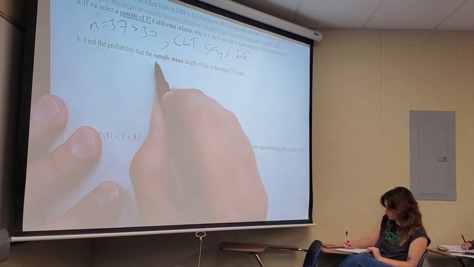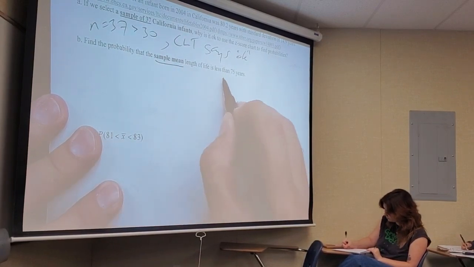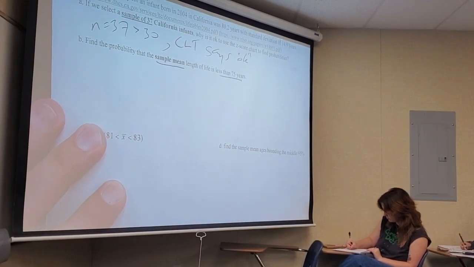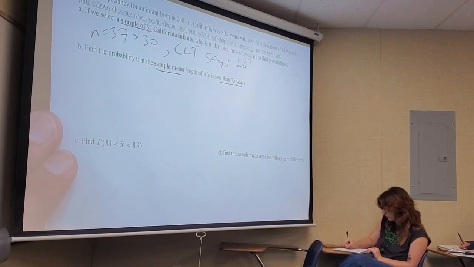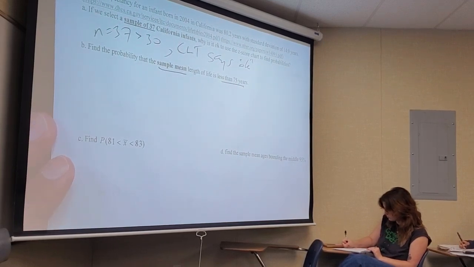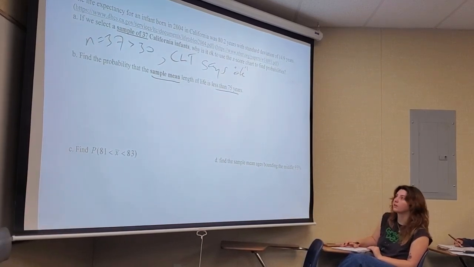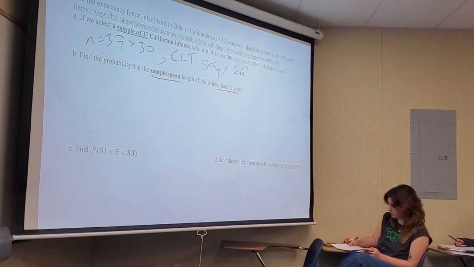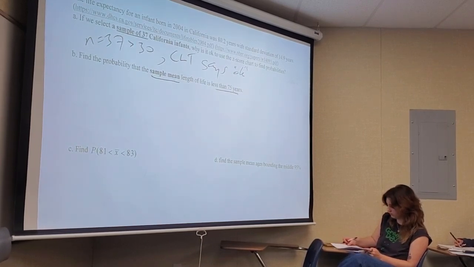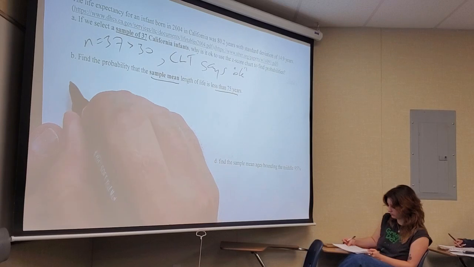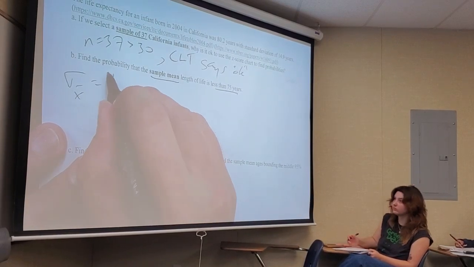So now I want to know the probability that the sample mean is less than 75 years. So before I do any picture, before I do anything, what's the very first thing I should do? Did we take a sample? Yes. Or am I asking about the sample mean? Yes. So what's got to change? Let's go to that. Standard deviation.